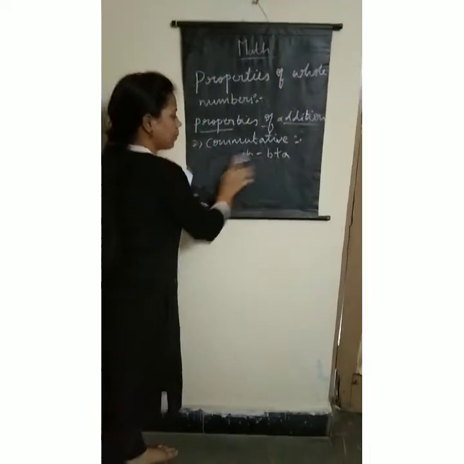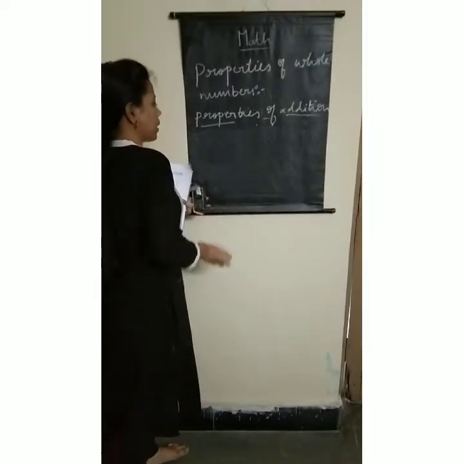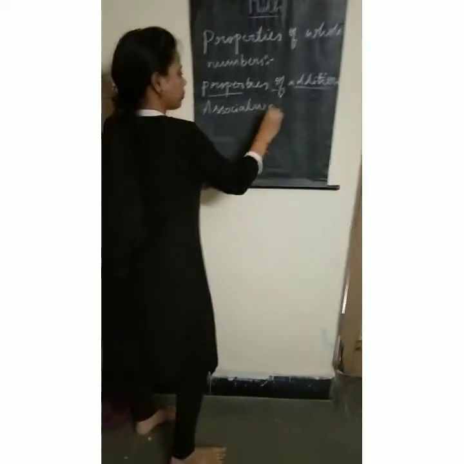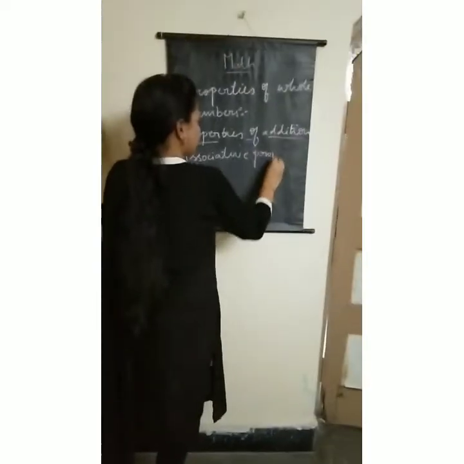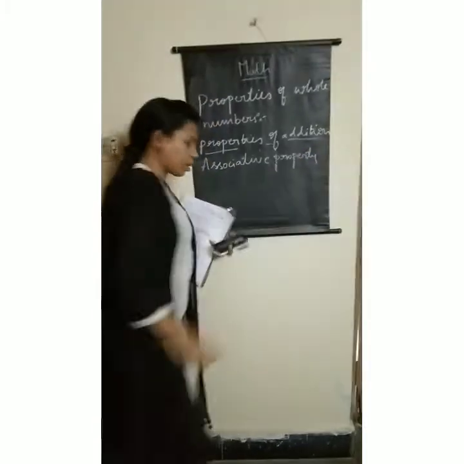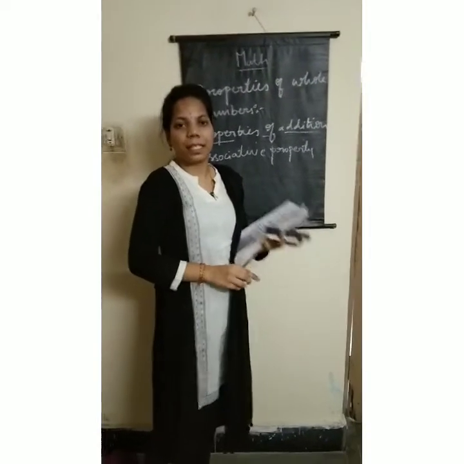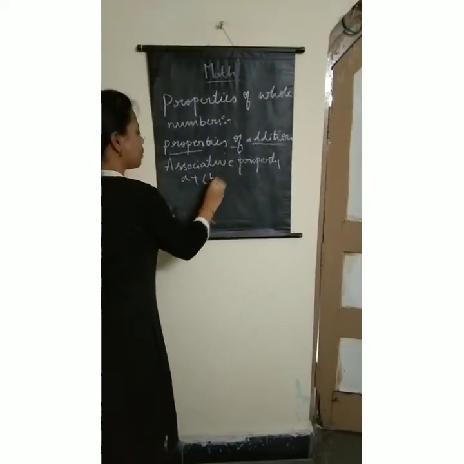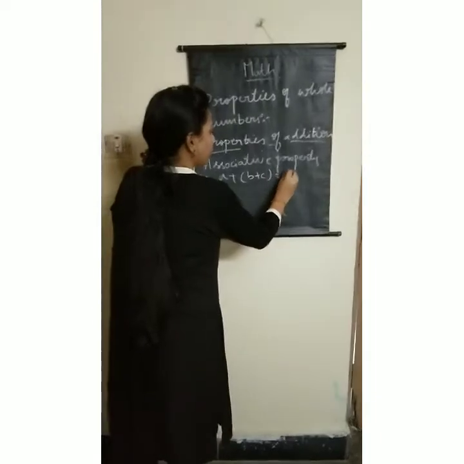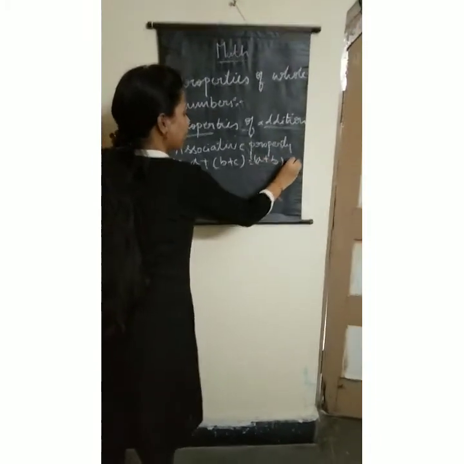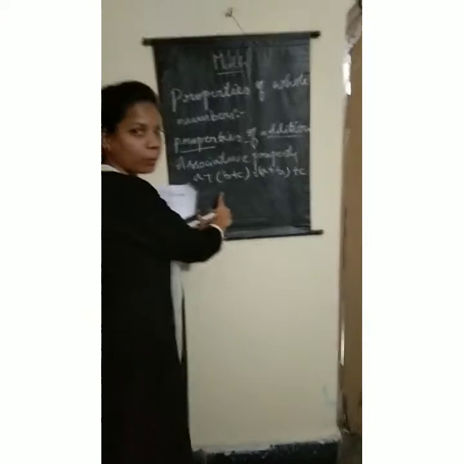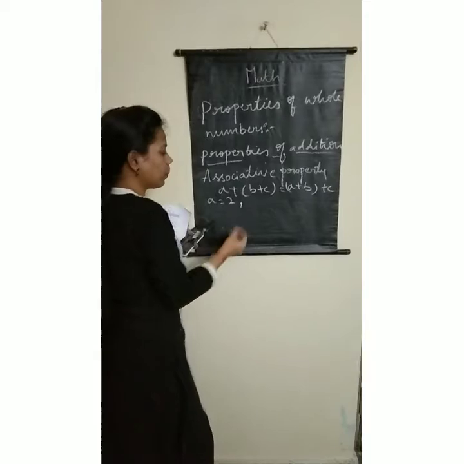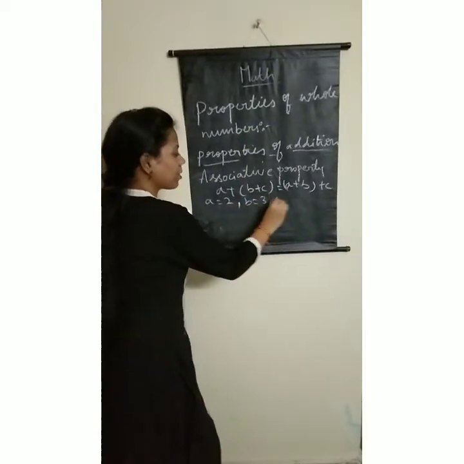Next, we will see what is associative property. If A, B, C are any three whole numbers, then A plus B plus C is equal to A plus B plus C, with the brackets grouped differently. This is associative property. So let us take an example. A is equal to 2, B is equal to 3 and C is equal to 5.